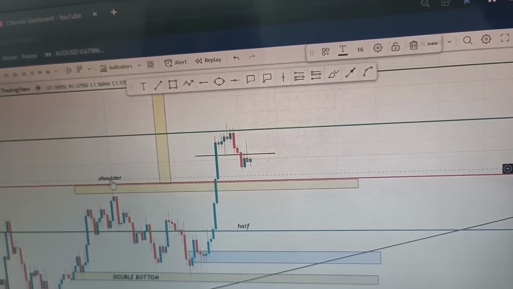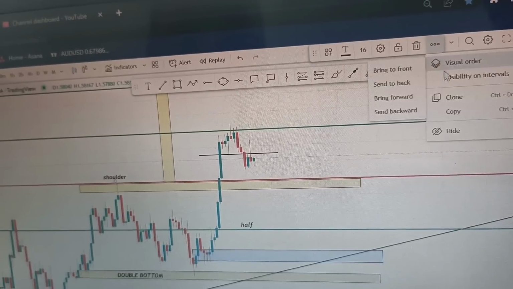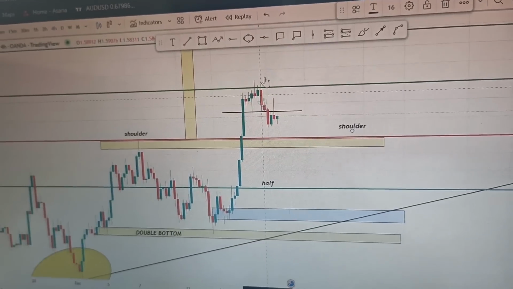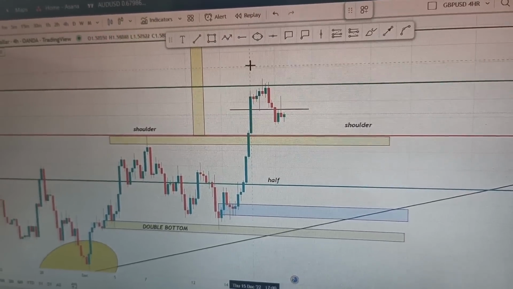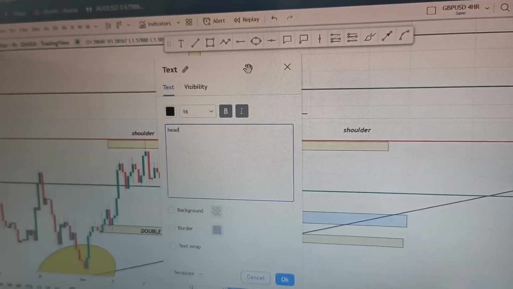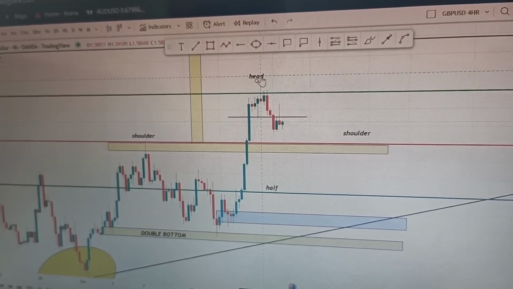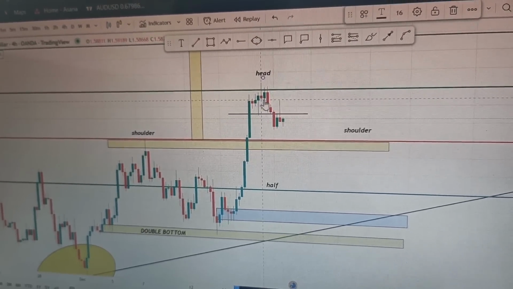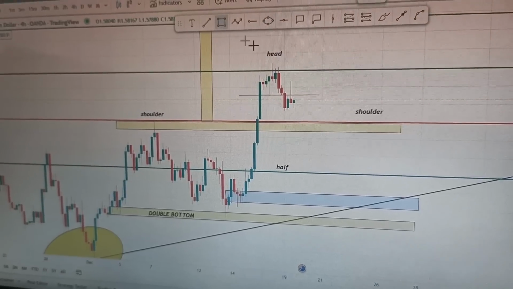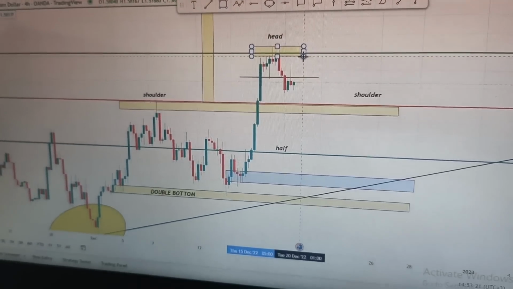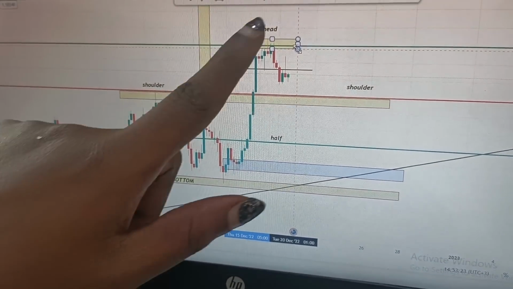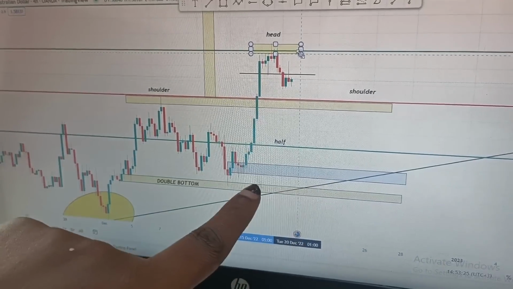So this is the shoulder, guys. And then I clone that. So this is my other shoulder. This is the head. I always work with patterns. I don't want to sell without having a clear indication of what I'm doing. So this can be my shoulder, this can be my head, and the market is now dropping back.